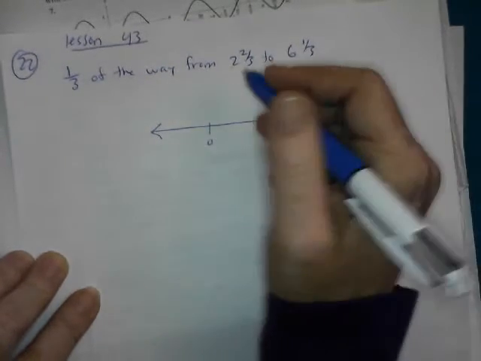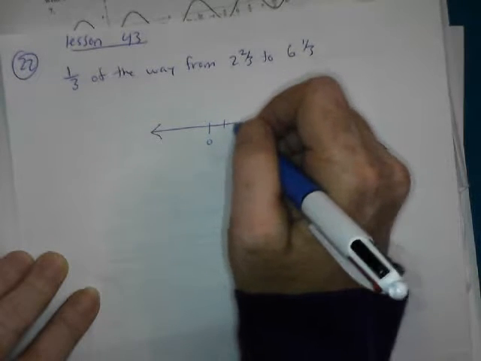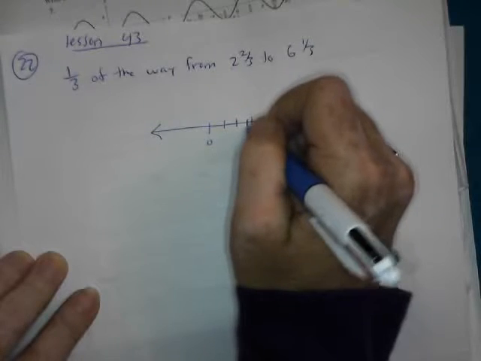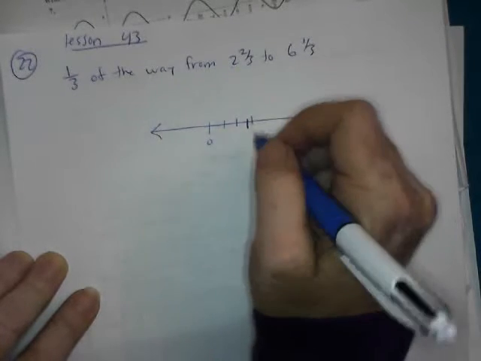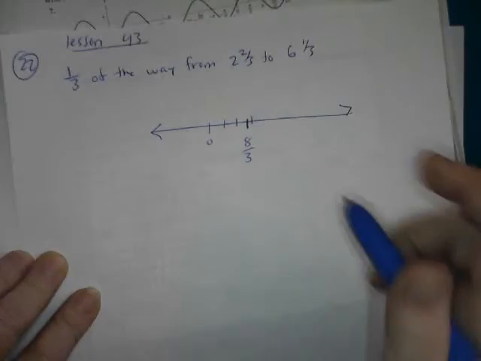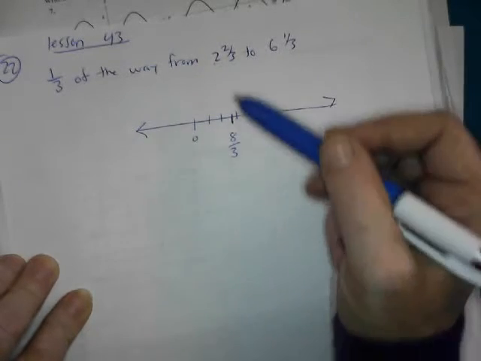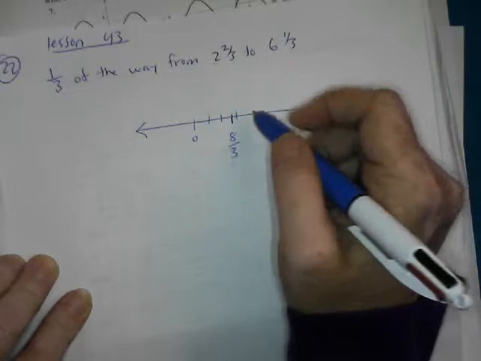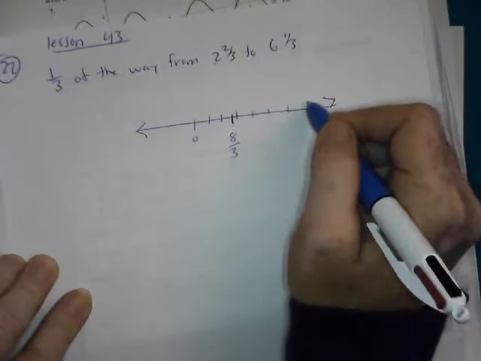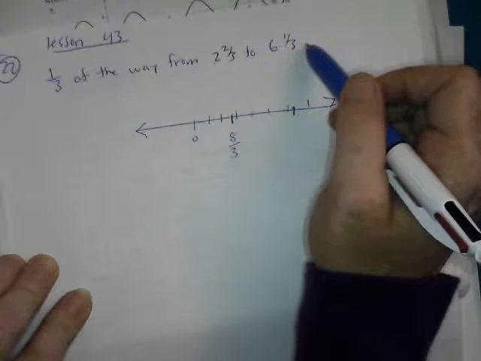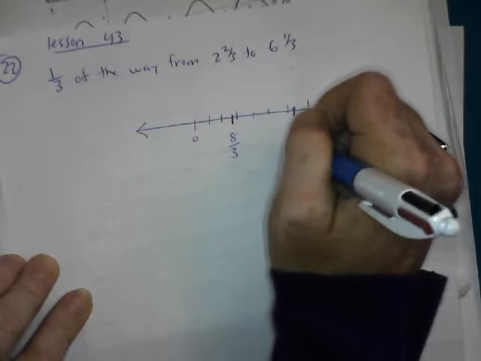If this is 0, this is, I don't know, it's somewhere right here, right? It's 2 times 3, it's 8/3. And then, I kind of wish I didn't do all this detail here. 1, 2, 3, 5, 6, 7. So this thing would be 6 times 3 is 18, 19/3. Something like that. And so, there's a little formula for this.